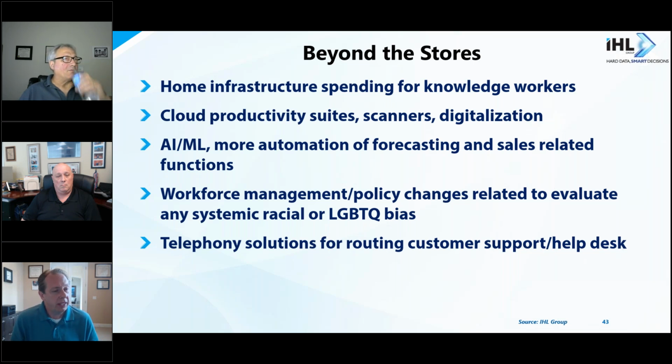technology that supports that. AI, machine learning. We're seeing COVID has created some massive challenges with regards to forecasting.